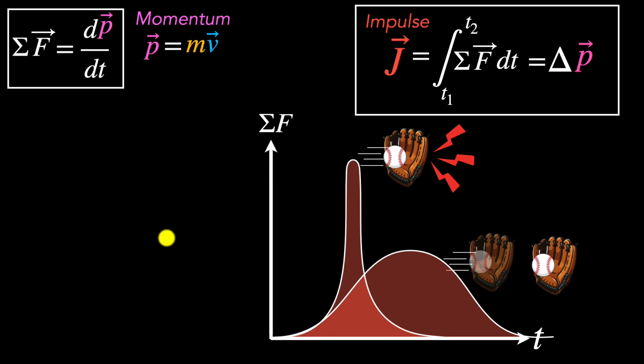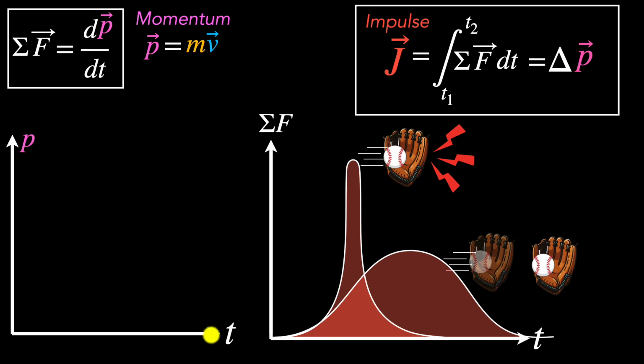Okay, now we'll do one last graph. What if we were to plot a graph of momentum versus time of an object? And let's just take a random example. Let's say the graph looked like this. The final question for us is, what does the slope of this graph represent? Why don't you pause the video and think about it?